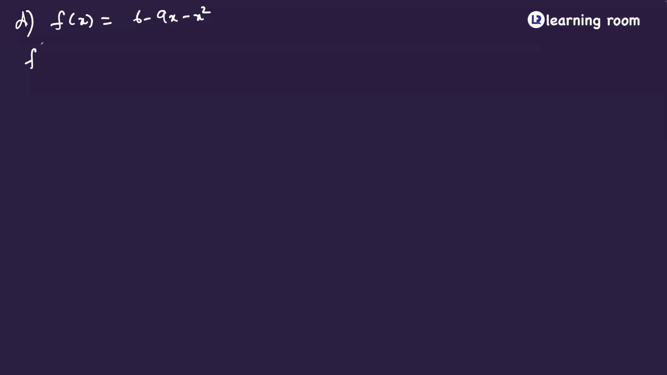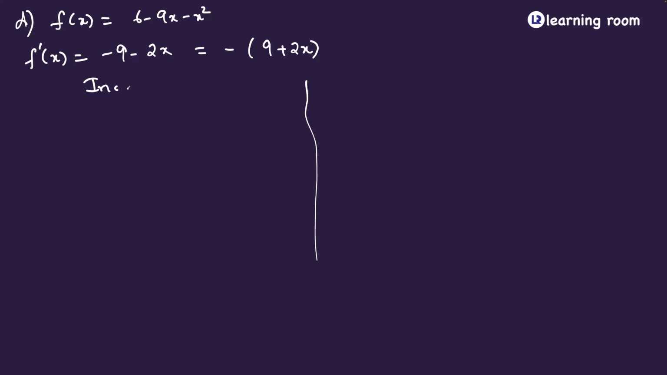Okay, what is f dash of x, guys? It's -9, -2x. So what can you take out common? Minus, so minus of 9 plus 2x. So this is going to be f dash of x. So let's break the page into two parts. Here I'll take for increasing, here I'll take for decreasing. But before that, what is the domain of this function? Real numbers, right?